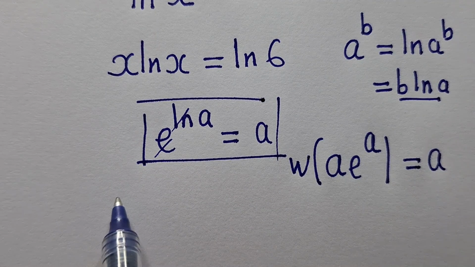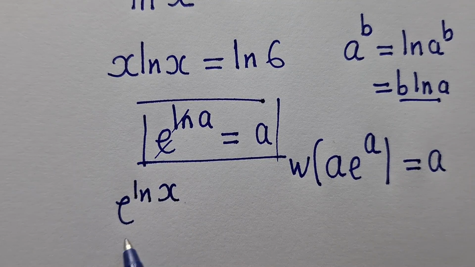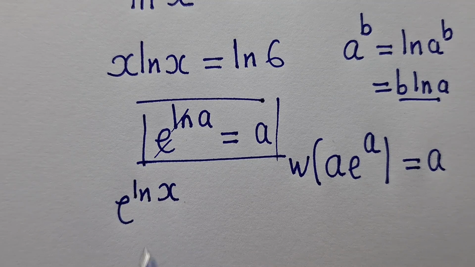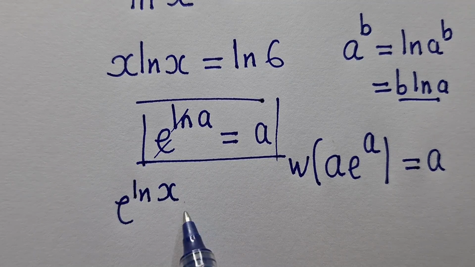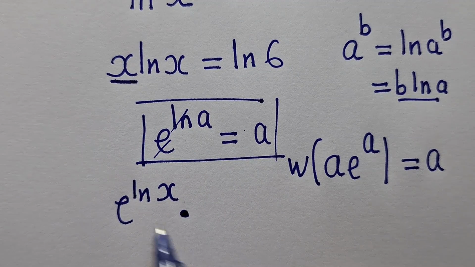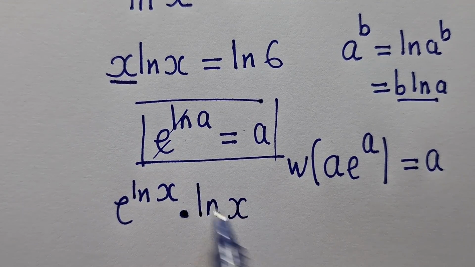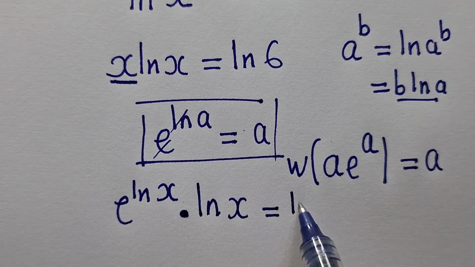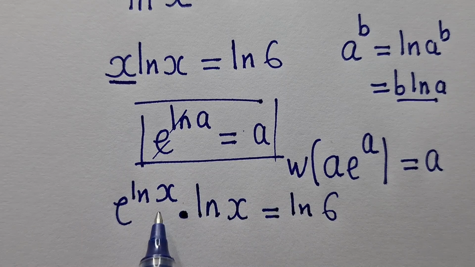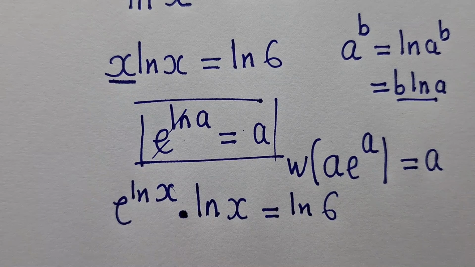So here we shall say e, okay, ln x. I've introduced e to the power ln of x. So this whole thing is equal to x, using this property here. Now we can say this is x, which is being multiplied by ln of x right here. And this is equal to ln 6. So don't introduce e this side, because the e is just here. This whole thing is equal to what we have here.